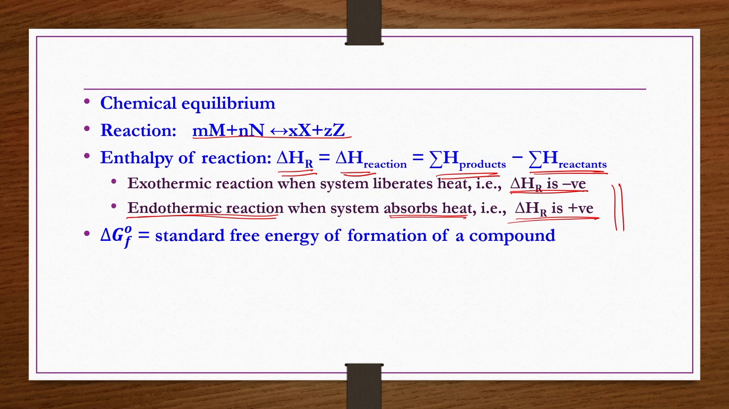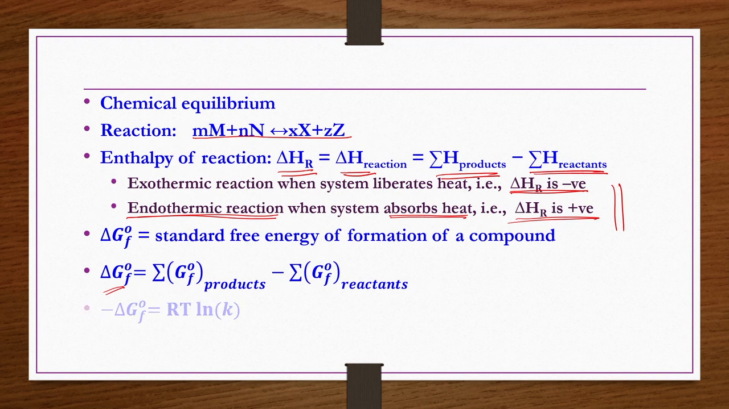Then delta G_f naught is the standard free energy of formation of a component. If you take the difference of this G_f naught from products to reactants, then whatever the difference is, that is nothing but delta G naught in the mathematical form representation. This is related to the rate constant of the reaction.